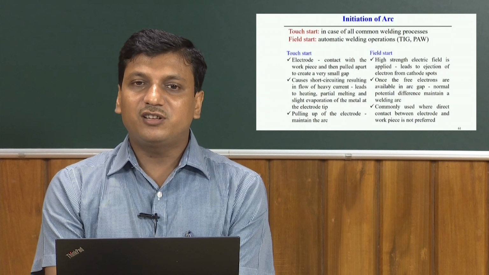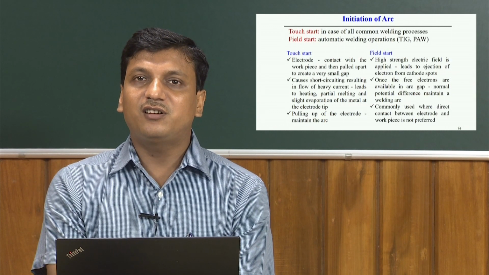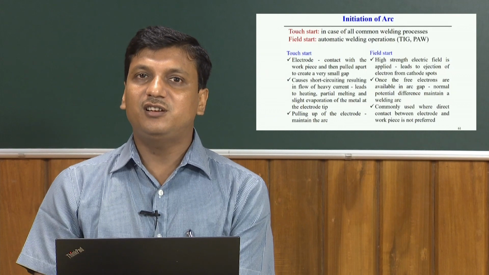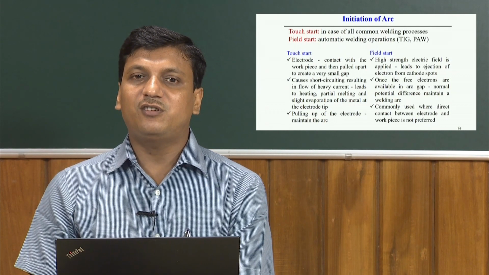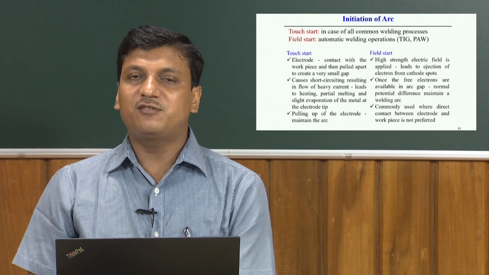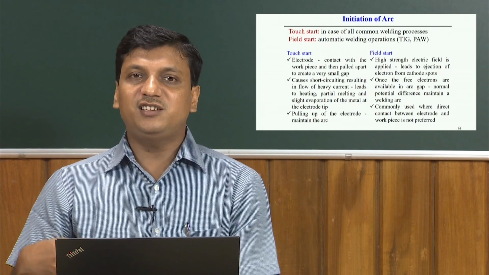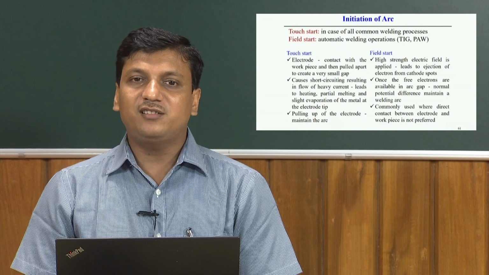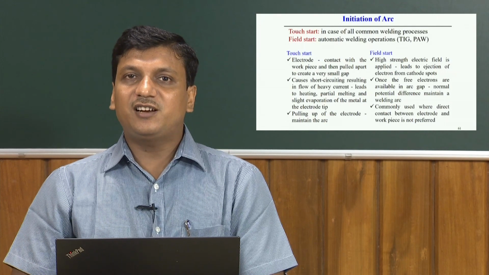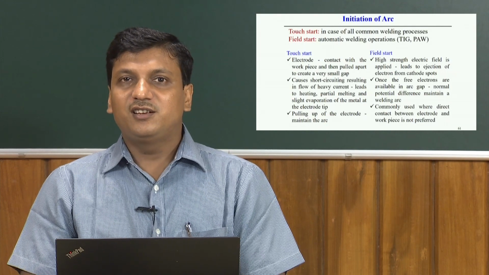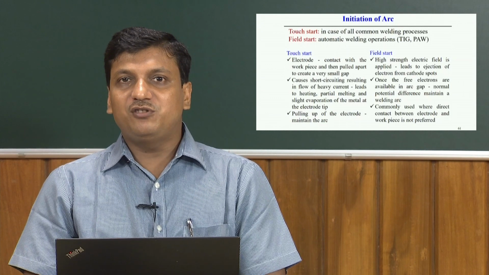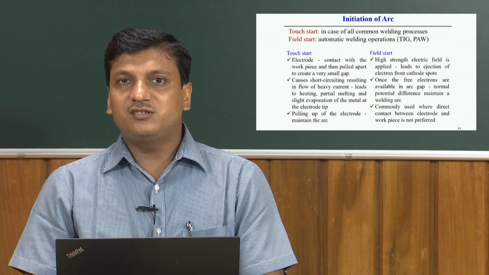It is commonly used where direct contact between the electrode and workpiece is not preferred, or when there is a need for an automated process. We basically use the field start by initially applying a high strength electric field, so that even when there is a constant gap between the electrode and the workpiece, the arc can be initiated.